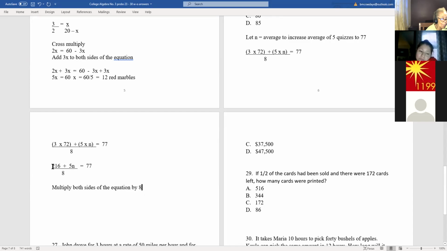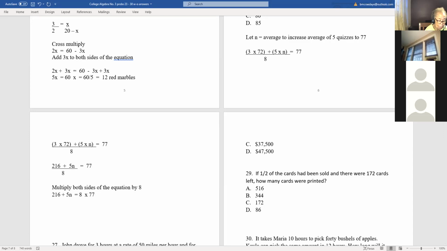So what do you get on the left side? If I multiply the left side by 8, the 8 over 8 is just going to give me 1. So I'll have 216 plus 5n. And what's 8 times 77? What is that equal to?